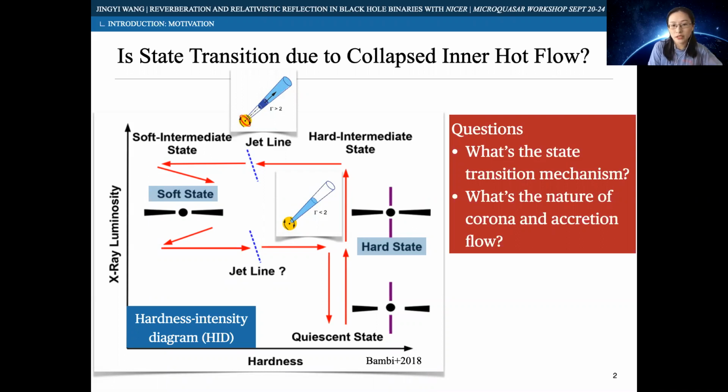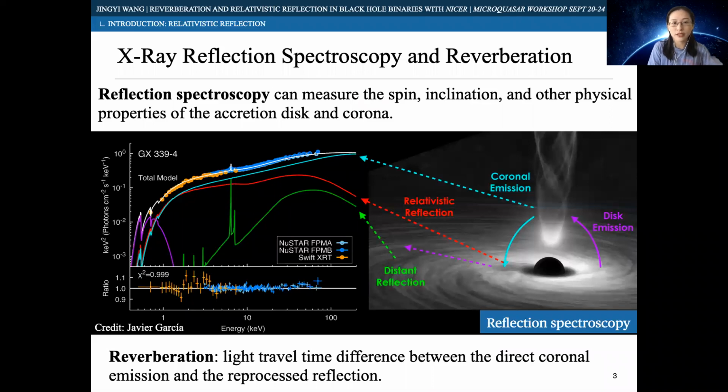For example, the corona can sit at the launching point of a jet, so on the vertical axis of the accretion disk, instead of being this inner hot flow. The method called reflection spectroscopy is where we study the time-averaged flux energy spectrum as a sum of a disk blackbody, a power-law-like corona emission, and the reflection spectrum, which includes most prominently the broad iron line. By fitting the spectrum, we can measure the spin, the inclination, and other physical parameters.